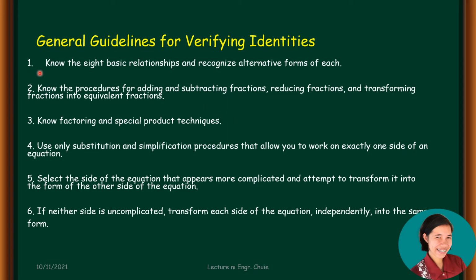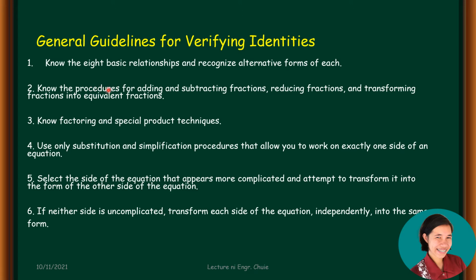Make sure, for number one, you should know the 8 basic relationships. The 8 basic relationships discussed earlier, on the third slide, are the reciprocal, the quotient, and the Pythagorean identities. Know the 8 basic relationships and recognize the alternative form of each, because it can be an alternative, it can be transformed, you can take its reciprocal.